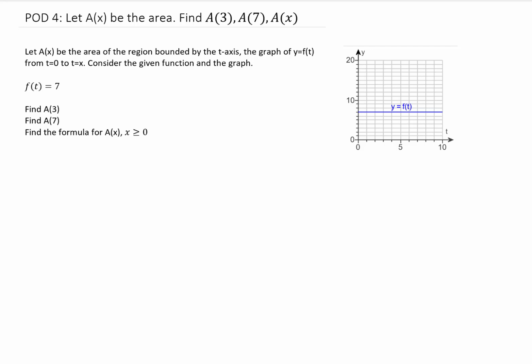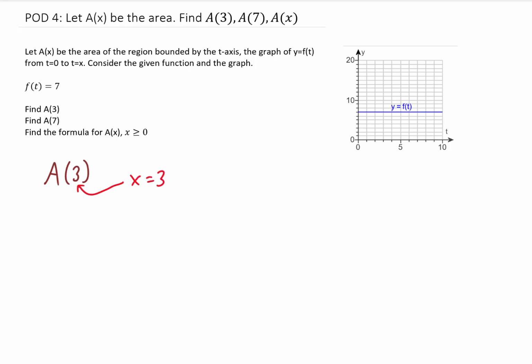We're still doing pre-calculus material here, but this one directly relates to some concepts that we're going to be doing in calculus very shortly. We're going to define A of x to be the area of the region bounded by the t-axis, the graph that's given from t equals 0 to t equals whatever the x value is. And they give us that our function is just y equals 7. So let's find A of 3. And what A of 3 means is that our x value for this problem is going to be 3.